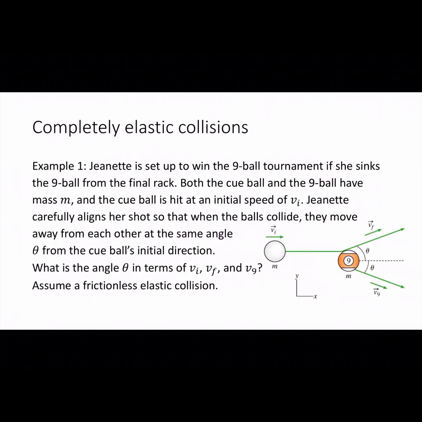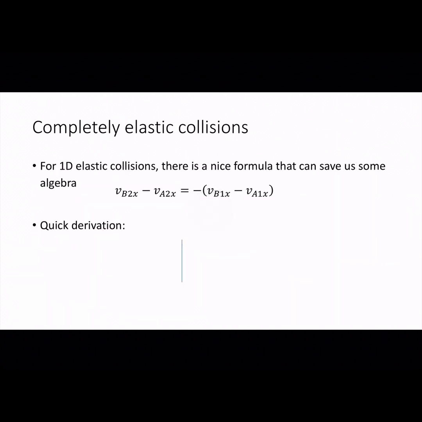Here's a good one. In billiards, again, let's pretend it's an elastic collision. Imagine I needed to hit the 9 ball with the cue ball. The 9 ball is this one labeled 9, the cue ball is this white ball, and I tell you the following situation. The cue ball starts off moving to the right with some initial velocity vi. The 9 ball starts at rest. After the elastic collision, they both move away at the same angle theta from the horizontal. The cue ball is going to go above the horizontal, the 9 ball is going to go below the horizontal.